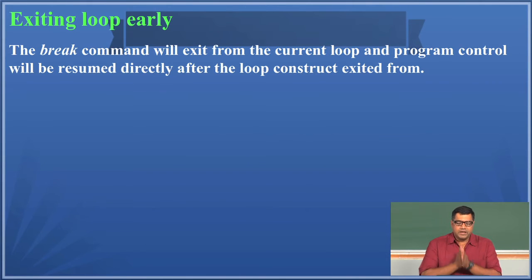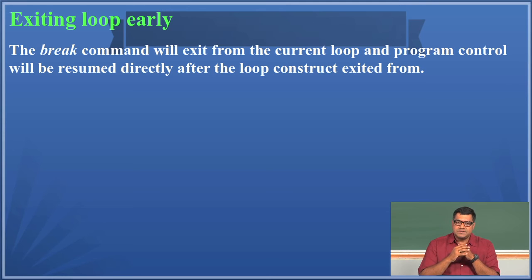Now, shell scripting provides a way of exiting a loop early: you can use the break command. The break command will exit from the current loop and the program control will resume directly after the loop construct from which it exited. If I have a for loop, and inside it I put a break statement, then the program flow comes down to the statement immediately after the done. It is true for while and until also.